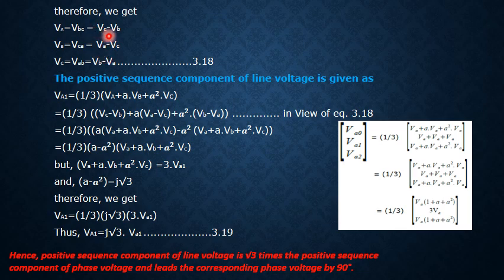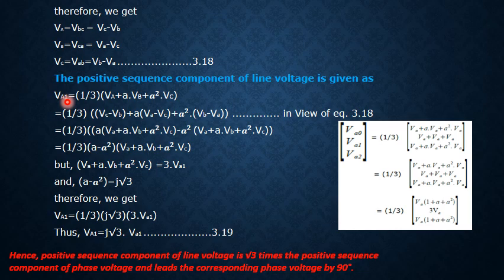After that, let us find the sequence component line voltages. As we know, the sequence component voltage is given by the formula which we studied in our previous session. So the positive sequence component line voltage is given by what?